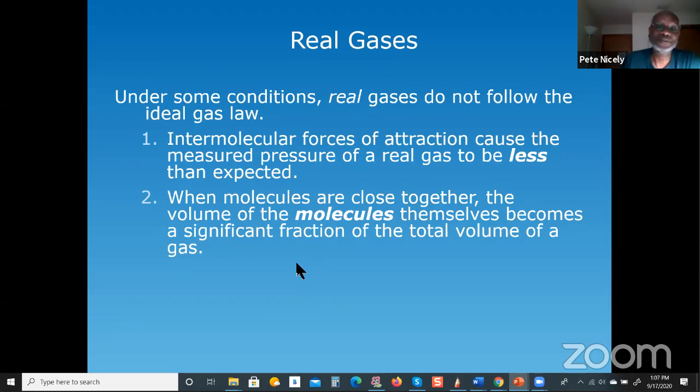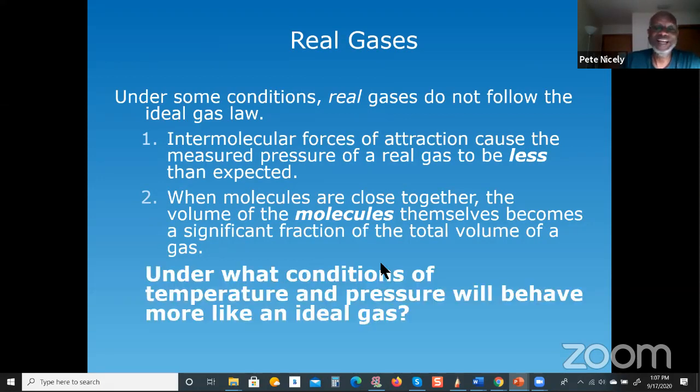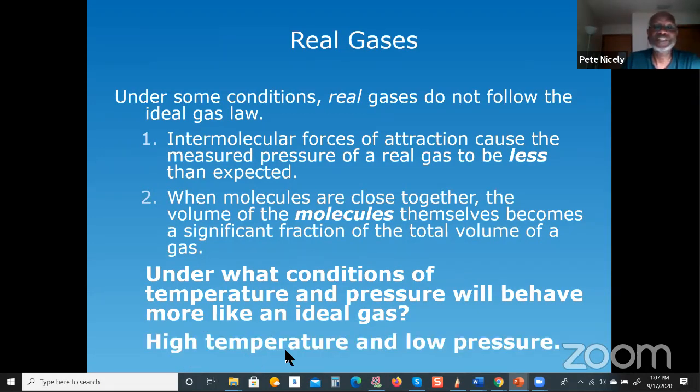Now, even though that is true, we can actually alter conditions such that the real gases behave more and more like an ideal gas, right? And what are those conditions? Basically, high temperature and low pressure, right? So if you increase the temperature of the gas and at the same time lower the pressure of the gas, then that real gas will become more and more like an ideal gas, all right?